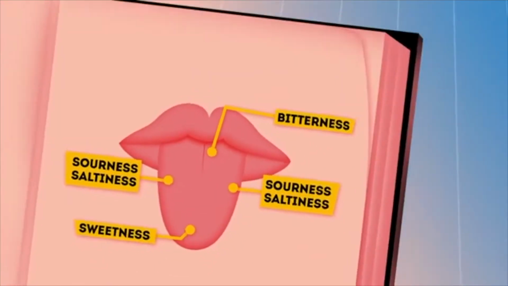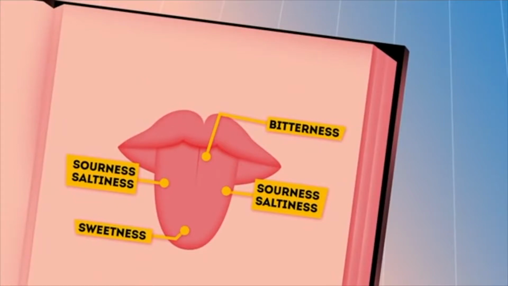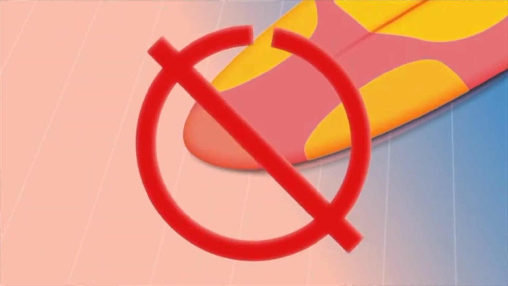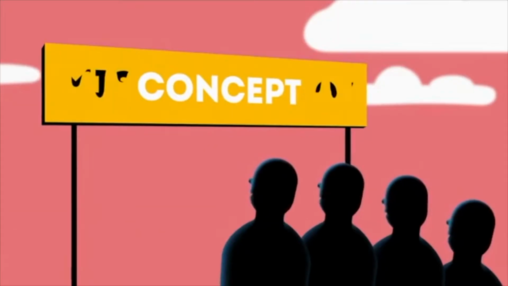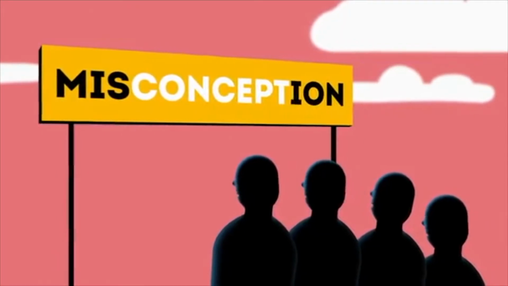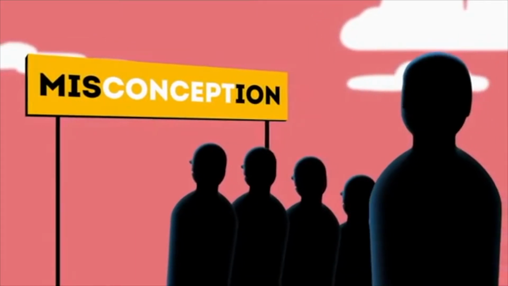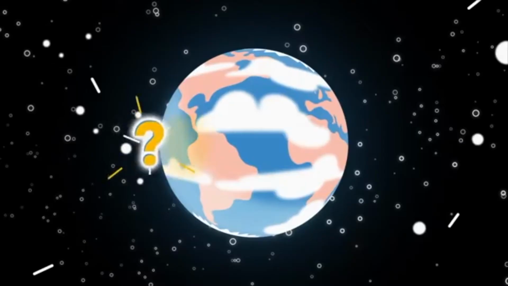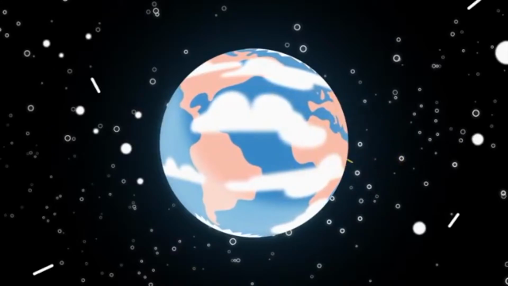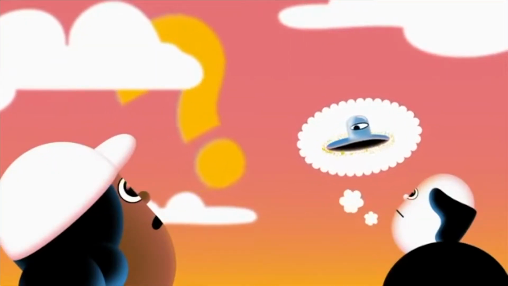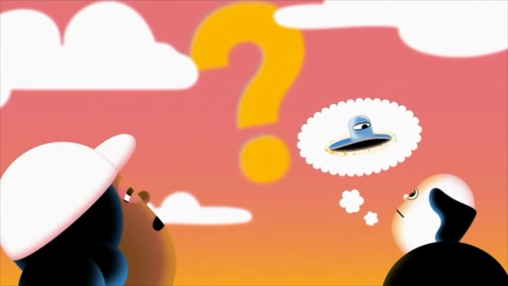Since its invention, the taste map has been published in textbooks and newspapers. The only problem with this map is that it's wrong. In fact, it's not even an accurate representation of what Hoenig originally discovered. The tongue map is a common misconception, something widely believed but largely incorrect. So where do misconceptions like this come from, and what makes a fake fact so easy to believe?